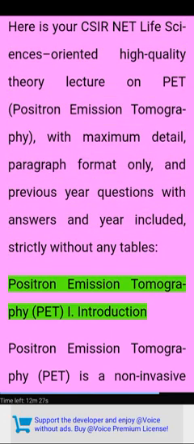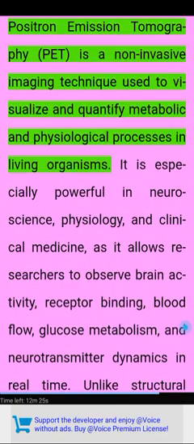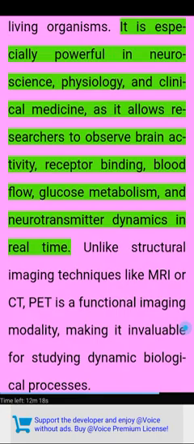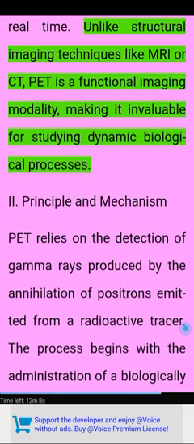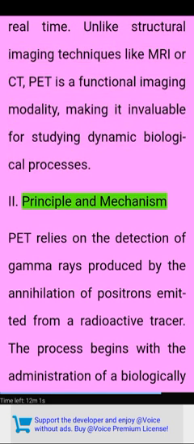Positron emission tomography, PET. Introduction. Positron emission tomography, PET, is a non-invasive imaging technique used to visualize and quantify metabolic and physiological processes in living organisms. It is especially powerful in neuroscience, physiology, and clinical medicine, as it allows researchers to observe brain activity, receptor binding, blood flow, glucose metabolism, and neurotransmitter dynamics in real time. Unlike structural imaging techniques like MRI or CT, PET is a functional imaging modality, making it invaluable for studying dynamic biological processes.